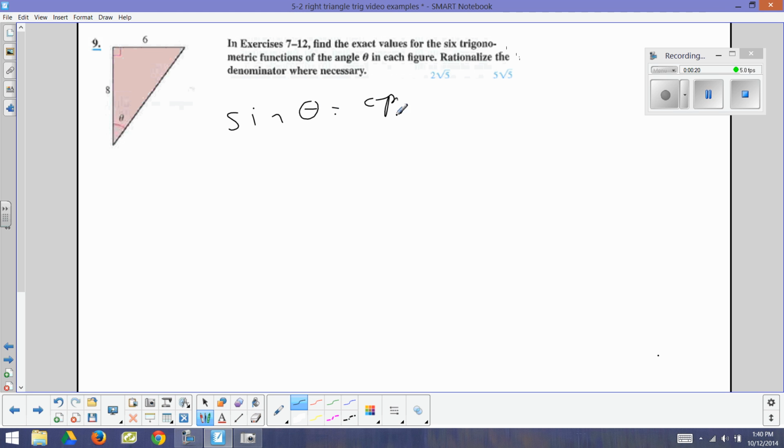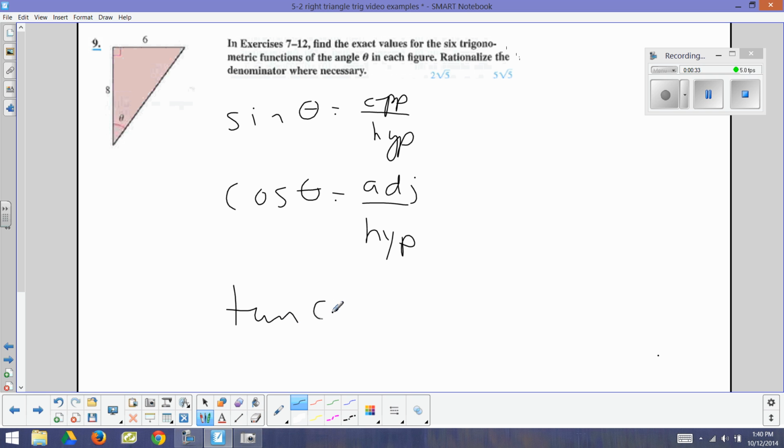Sine is opposite over hypotenuse. Cosine is adjacent over hypotenuse. Tangent of theta is opposite over adjacent. And remember, SOHCAHTOA.